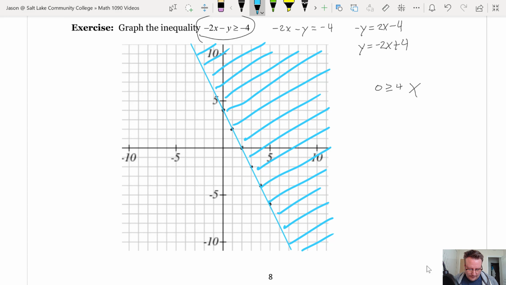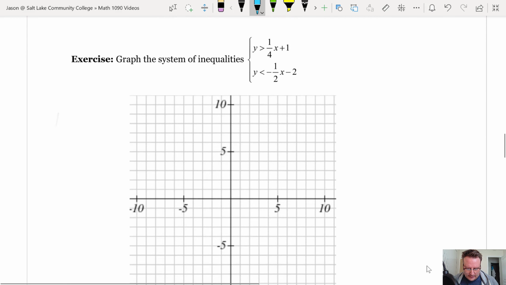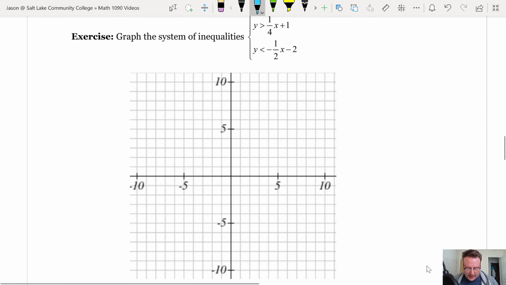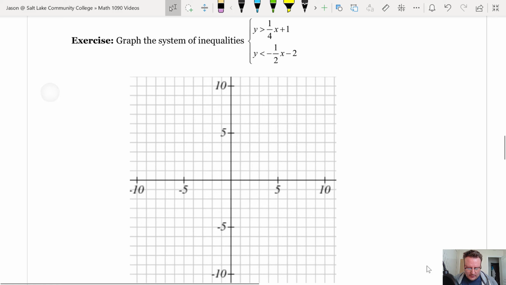Next exercise. Okay, here we have a system of inequalities. The reason we want to be able to do this is to solve linear programming problems. That's what we're working towards. It's similar, except instead of just graphing one set, you graph two solution sets on the same set of axes, and we'll use just two different colors. So I'll use blue for this first line and maybe green for this second one.